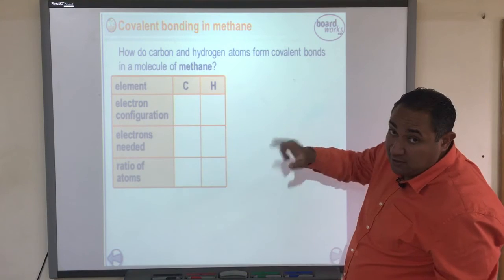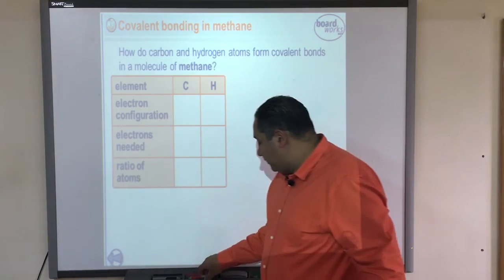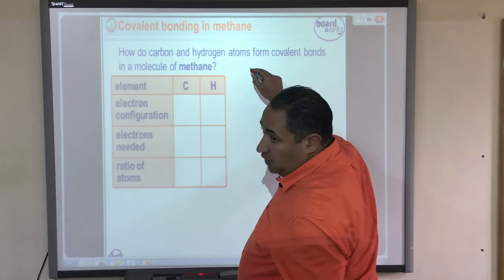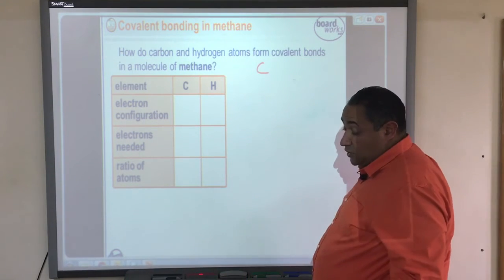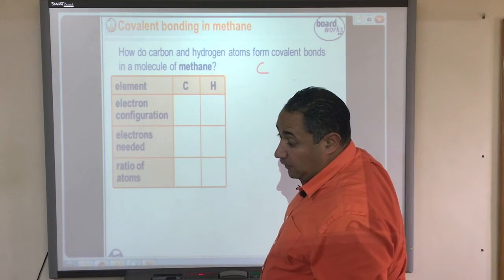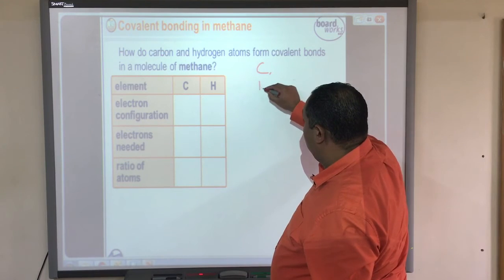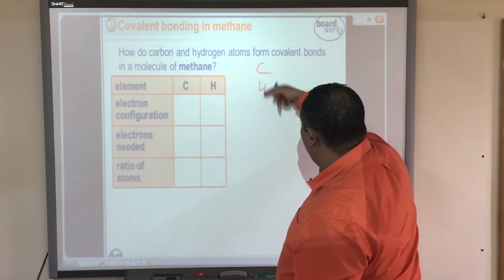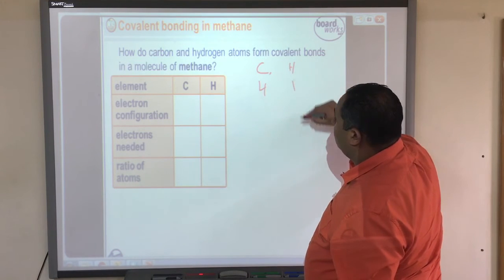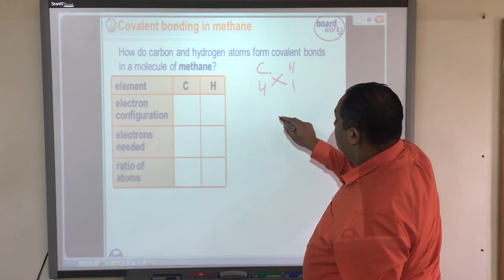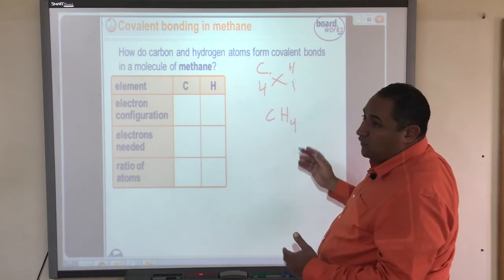Now let's take another example. It is methane, CH4. If you open your formula sheet, the first page, the periodic table, you will find C has 4. You remember that? 4. And H valence number is 1. Crisscross, it must be C1, H4, CH4.